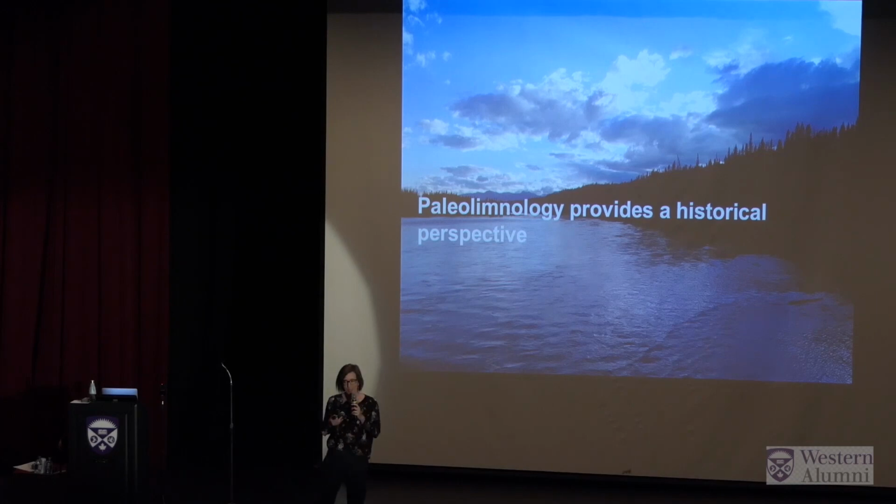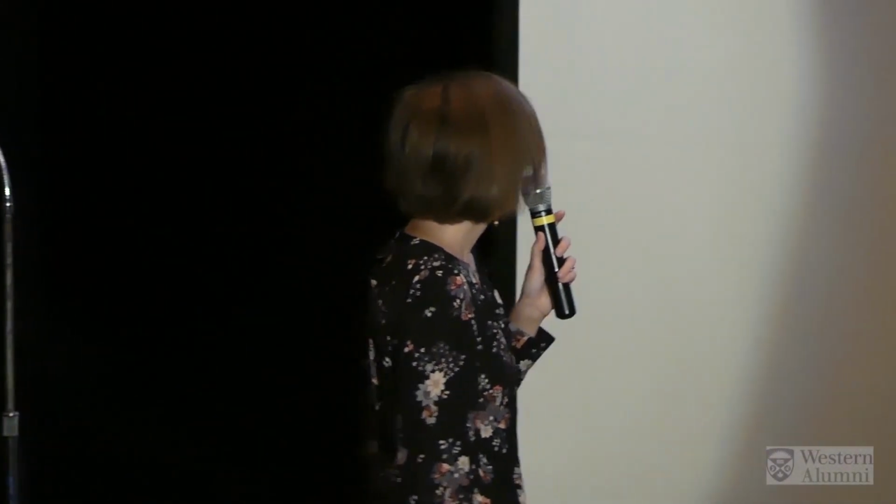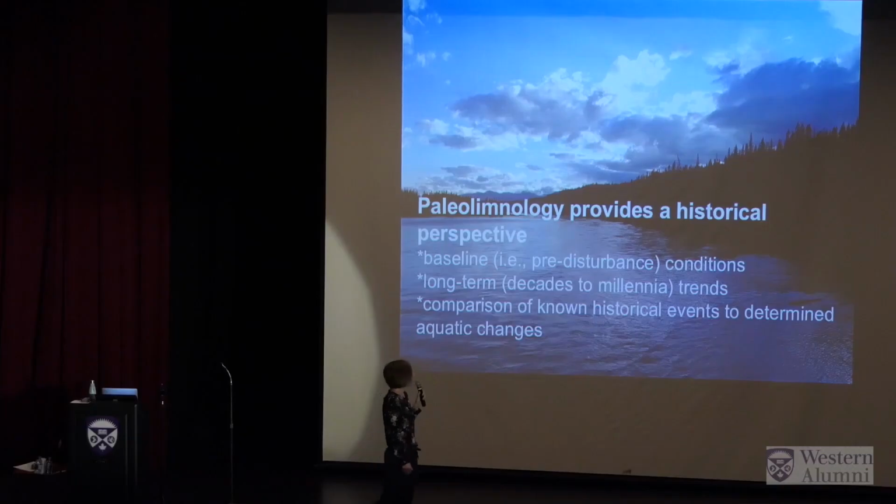So paleolimnology, have I sold you on it yet? It's very cool. It provides a historical perspective. It provides a baseline of pre-disturbance conditions. So if we want to know if eutrophication has happened at these sites, we first have to know what the site was like before. It gives us long-term, decades to millennial trends. And it gives us a comparison of known historic events to determine the cause of change. And that's what I did in this study.